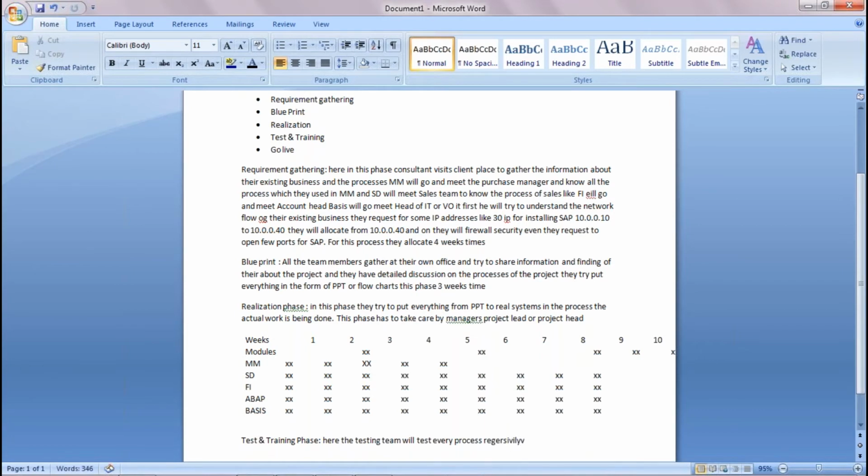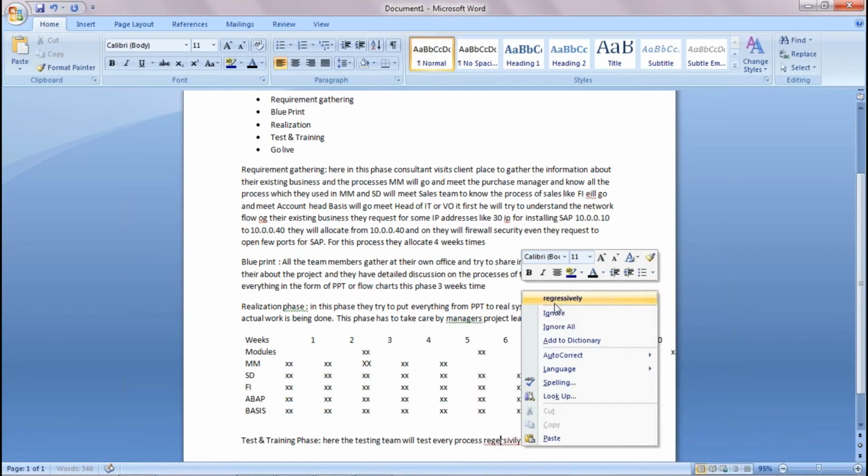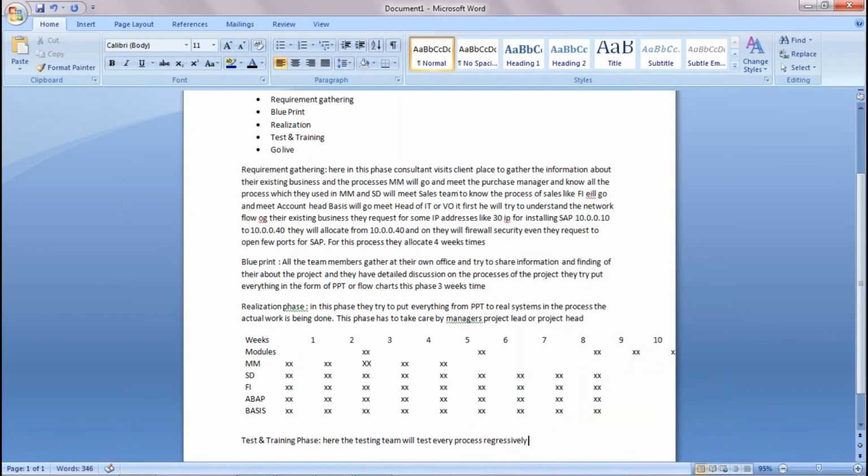They will test every process regressively. Here, what happens? They have to find wrong things in the process because they have to accept all 140, 150, 200 documents which they have developed till now. Once the testing people say yes, this is okay, they have to sign off the document. Once they sign off, they are okay with the process.